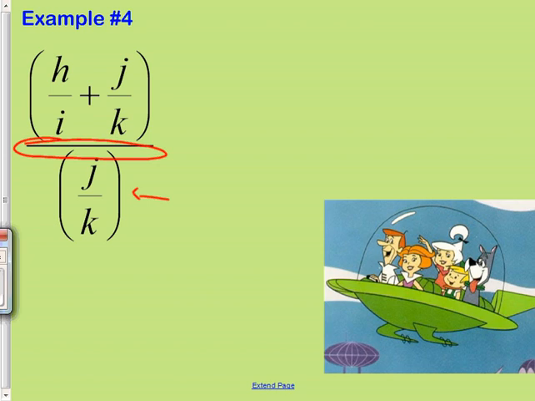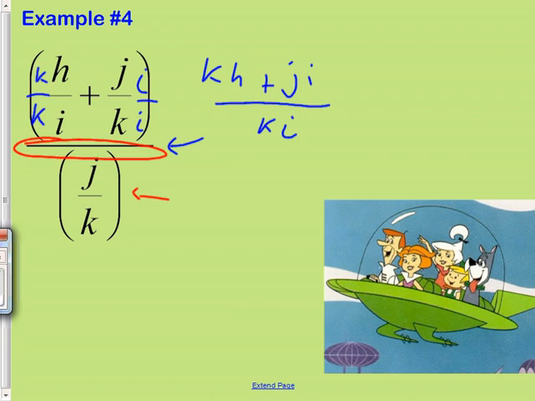Okay, here we go. On this one, you should have found a common denominator by going k, k, i. And why can I do that? Because I am multiplying by 1, basically. So now it's kh plus ji over ki. The denominator doesn't get added, it stays the same. Next, you ask yourself, can I factor anything out of that top part? Nope, and therefore nothing can cancel. You're done.